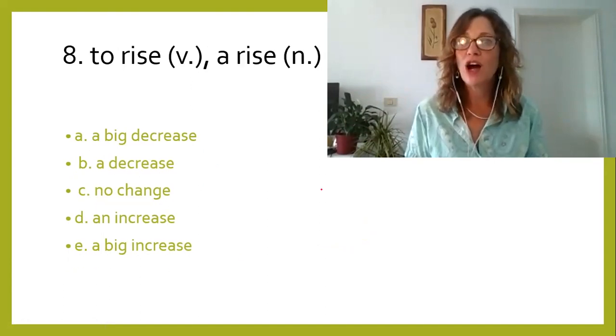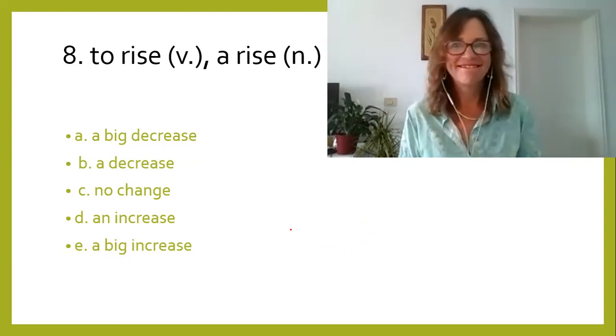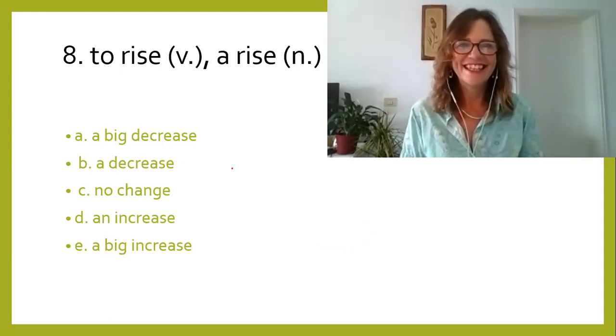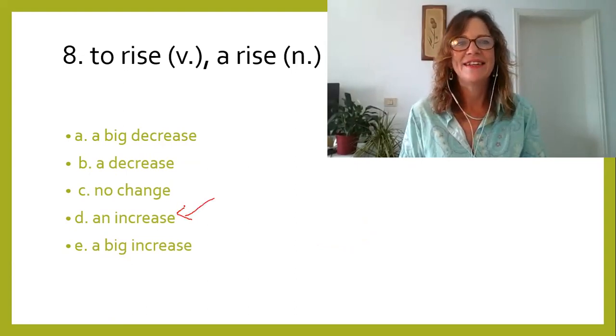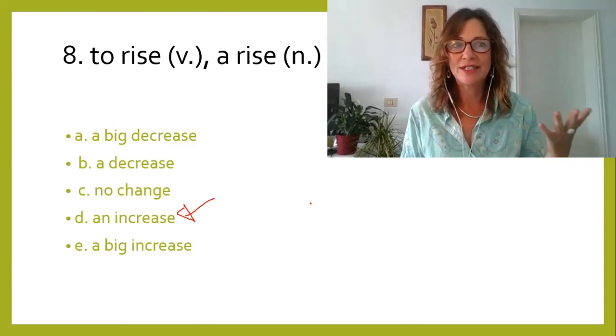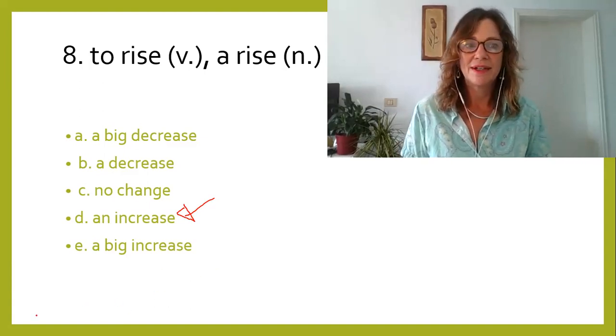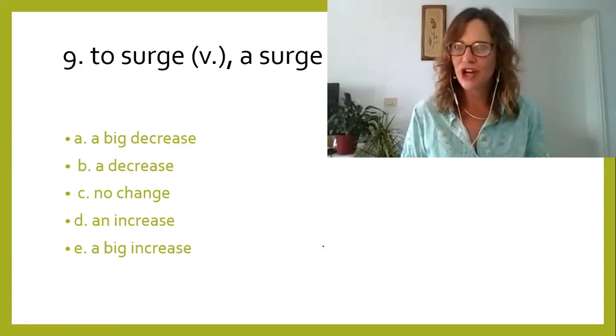To rise or a rise would be the noun. Yeah, of course, it's an increase. If it rises, it's an increase. We don't know how much it is. It could be big or it could be small. It's just an increase. How about surge, though?